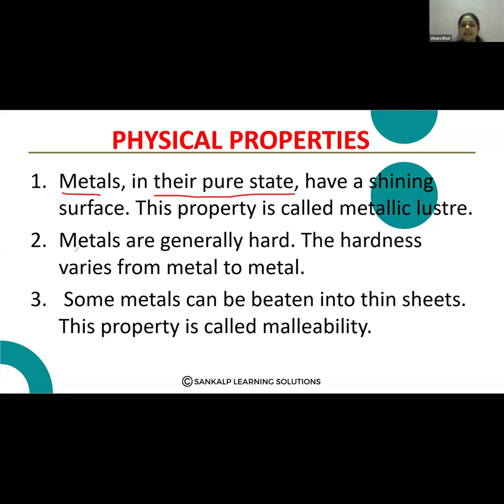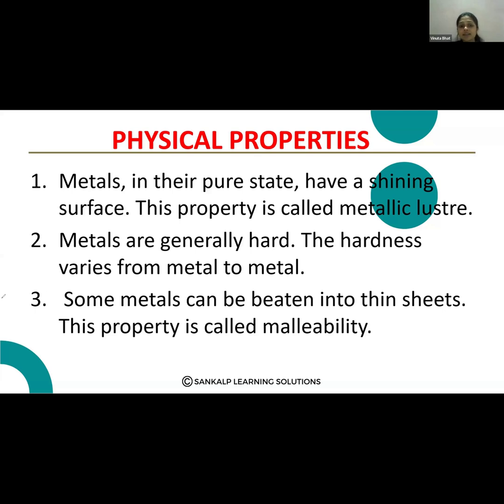Then metals are generally hard. The hardness varies from metal to metal. So commonly copper, iron substances, then aluminum, cobalt. So when you touch that substance, they are generally hard, right? So that is the second characteristic feature, the second physical property of the metal.